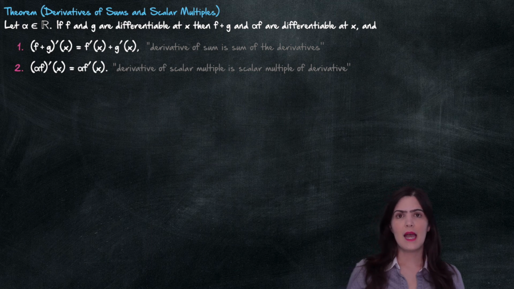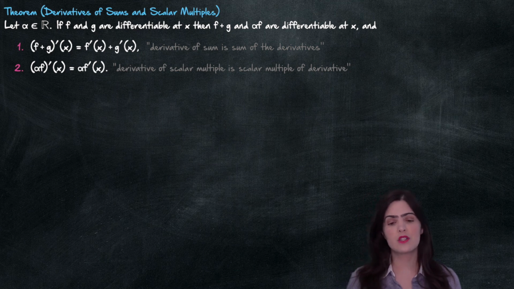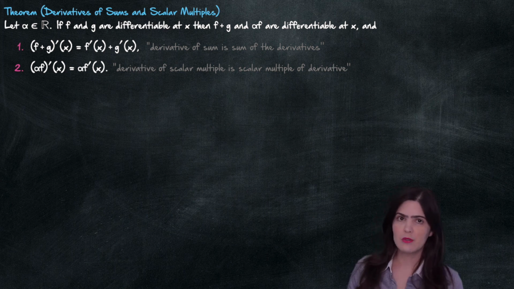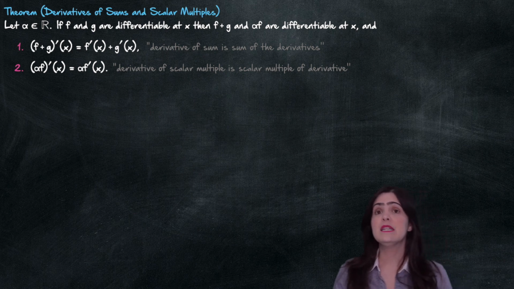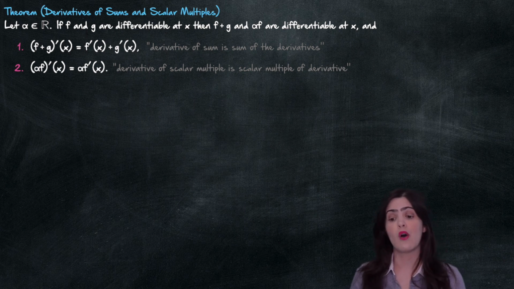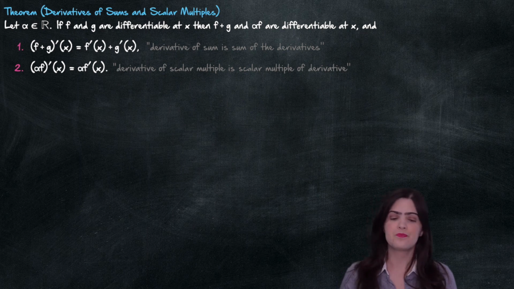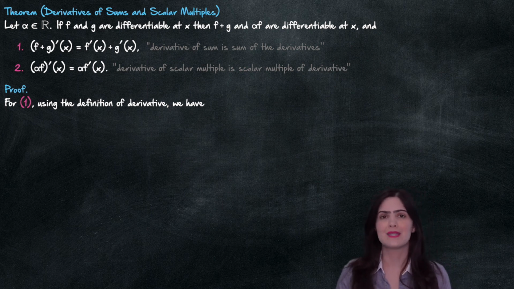So the first one is, how can we compute the derivative of the sum of two functions or scalar multiples of functions? Well, if alpha is a real number and f and g are both differentiable functions at x, then f plus g and alpha times f are both differentiable at x, and also we know that the derivative of the sum is the sum of the derivatives and that the derivative of a scalar multiple is a scalar multiple of the derivative. These are rules that I'm pretty sure you have already used. So we're going to prove one, and I want to leave the proof of two as an exercise.